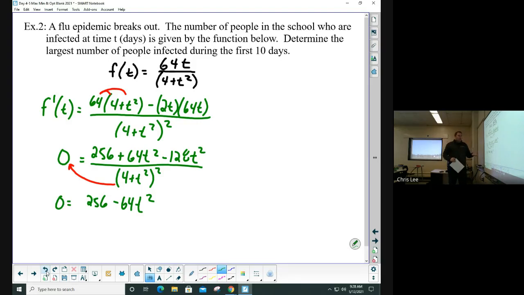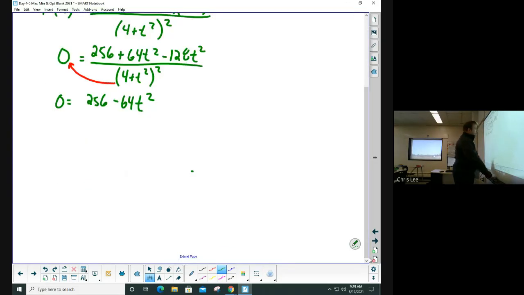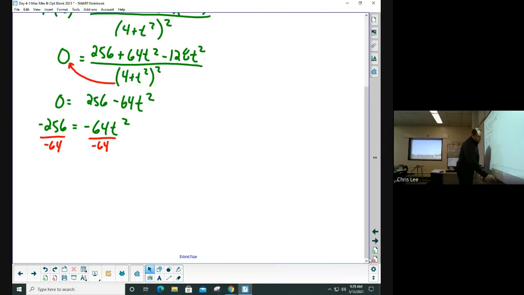This is another quadratic, which we would factor, but we only have one t value, so we can actually solve for t. When you only have one t value, you can still solve for t, even though it's a quadratic. So we can do that by isolating for the t, bringing this over, make it negative 256 equals negative 64t squared. Divide both sides by negative 64. And that's going to be then 4 equals t squared. And if I want t by itself, I take the square root of both sides.